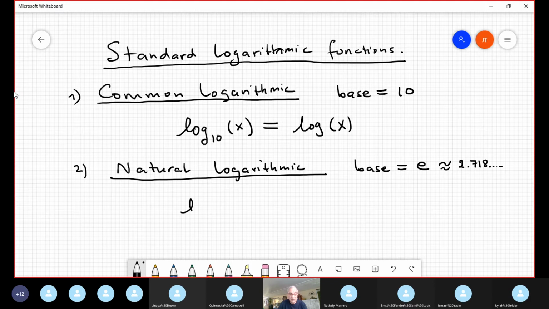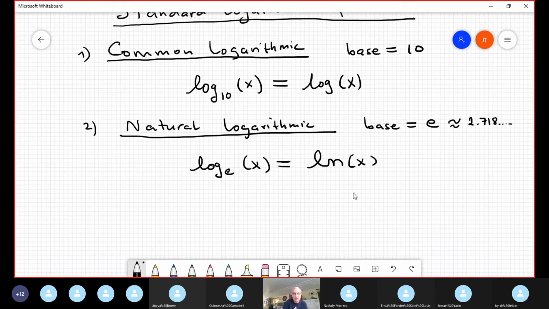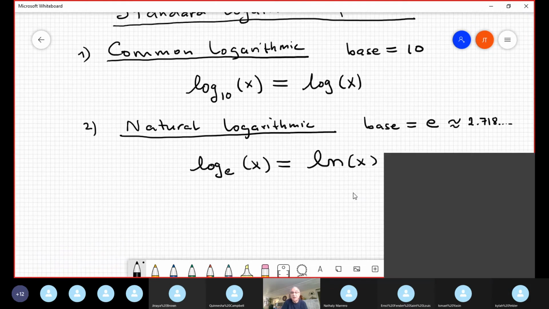And normally, logarithm base e of x, the notation is ln. When you see ln, it's because we are computing the natural logarithm. This is the common logarithm. Okay, Professor, I understand, but how do we use the calculator in real life? How do you use a calculator in real life?